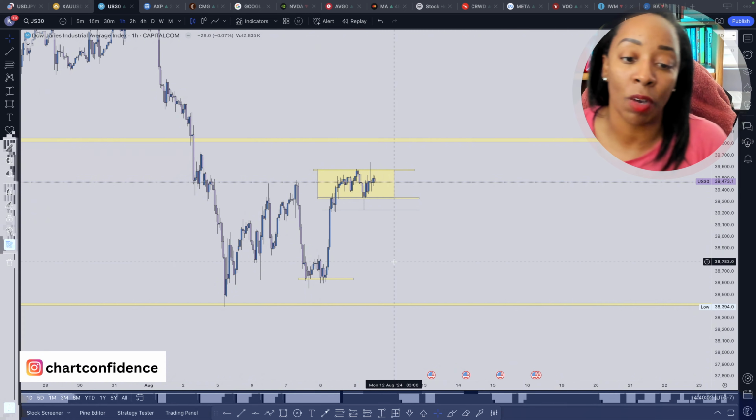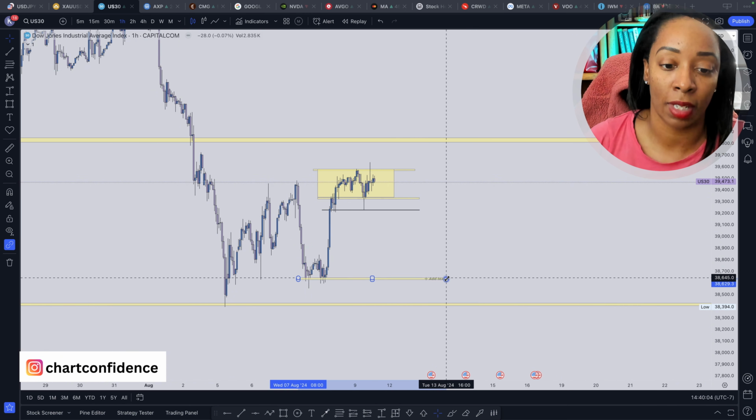So now that we have our zones marked off, I'm actually going to extend this a little bit.